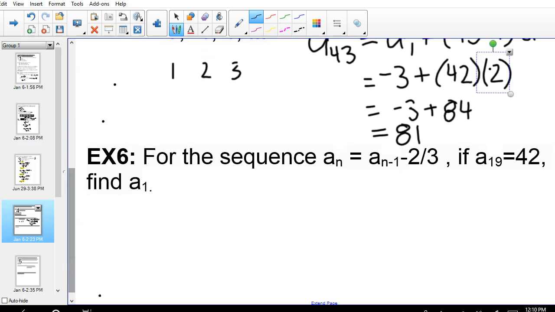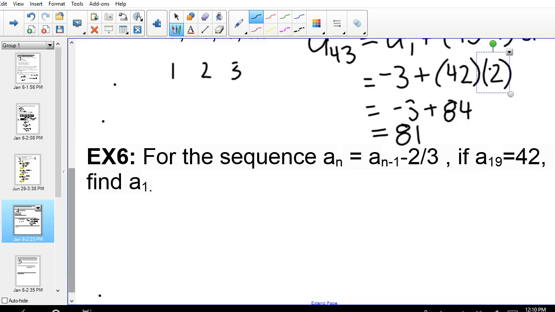However, on a problem like 6, you could still do this problem without the formula, but I think the formula makes this one a lot easier. So we've got the sequence a sub n equals a sub n minus 1 minus 2/3. If a sub 19 is 42, we're supposed to find a sub 1.